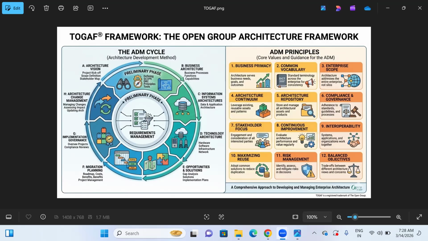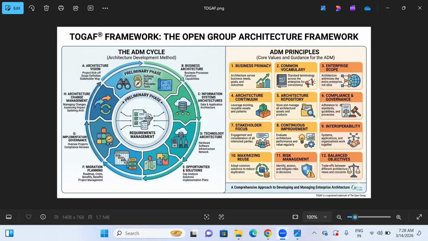Next, what are the different ADM principles we have? What are the core values and all, right? The first one is business primacy, the business impact that we need to see. Second, the common vocabulary, followed by enterprise scope understanding, which is more important. Next is the architecture continuum, followed by the architecture repository, how we are managing the assets and the products; everything will be part of the architecture repository.